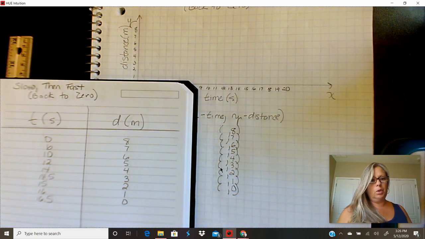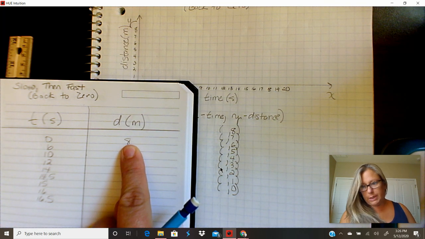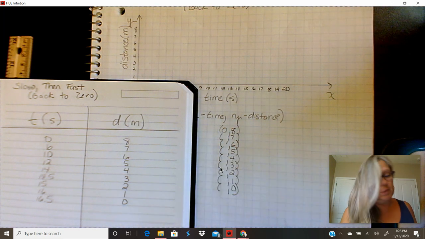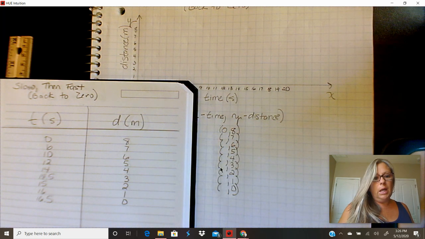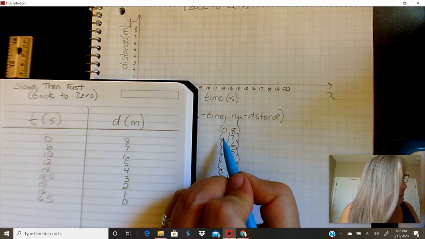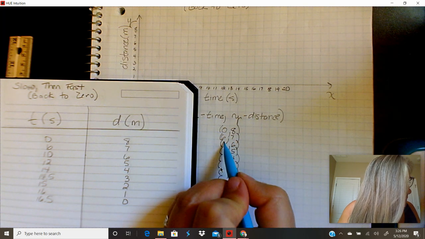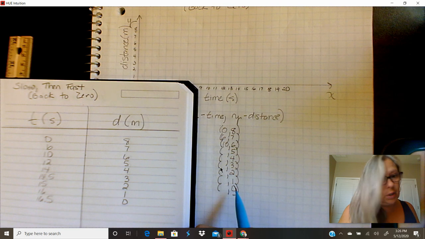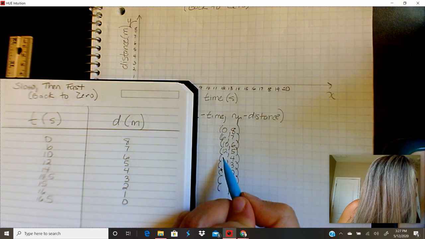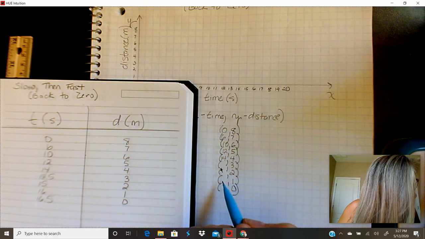All right. So at the beginning of this graph, I was not at the 0 card. I was at the 8 meter card, but the time hadn't started yet. So 0 seconds, I was at the 8 meter card. All right. And then at 6 seconds, I was at the 7 meter card. 10 seconds, I was at the 6 meter card. 12 seconds, I was at the 5 meter card. At 14 seconds, I was at the 4 meter card.